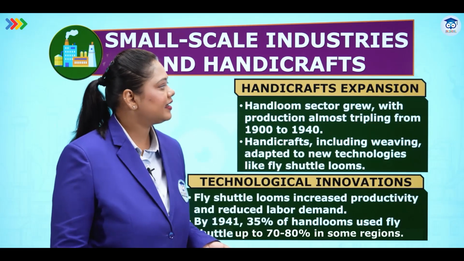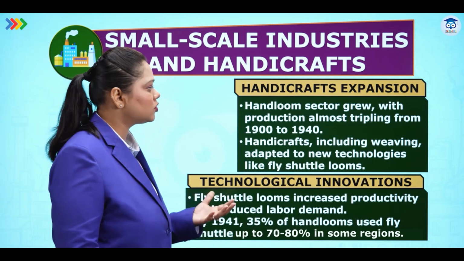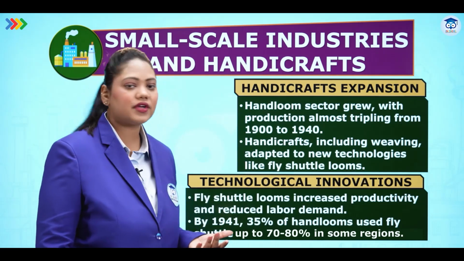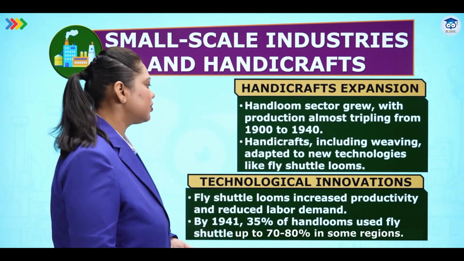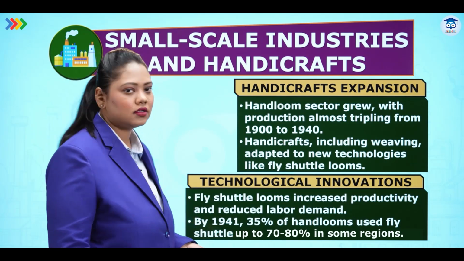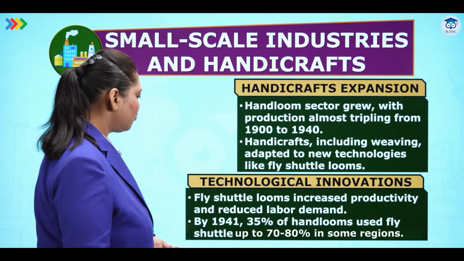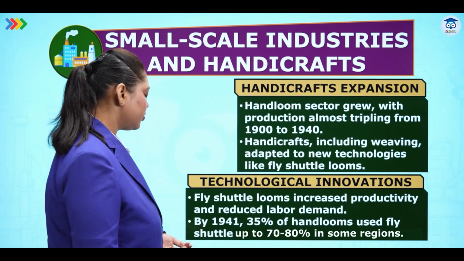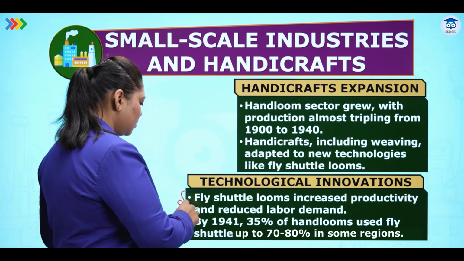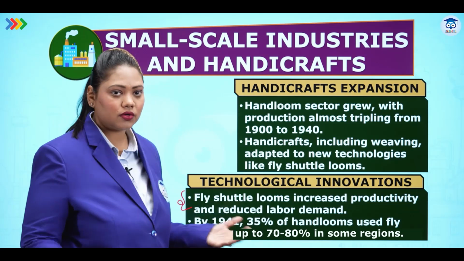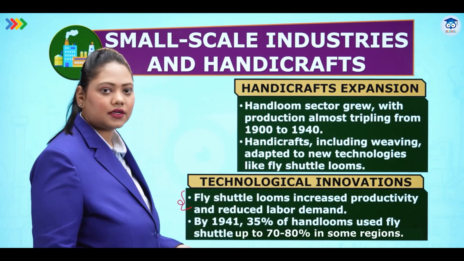Now, handicraft expansion. Handloom sector grew with production almost tripling from 1900s to 1940. Handicrafts, including weaving, adapted to new technologies like fly shuttle looms. Technological innovations. Fly shuttle looms increased productivity and reduced labor demand. Now, because of the use of fly shuttle looms, we have seen that increased productivity, you could increase the production of cotton or textile and reduce the labor demand.